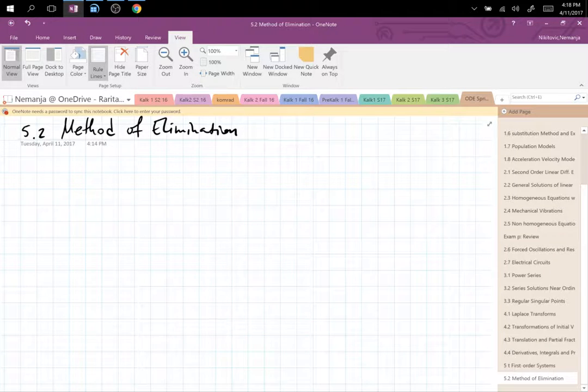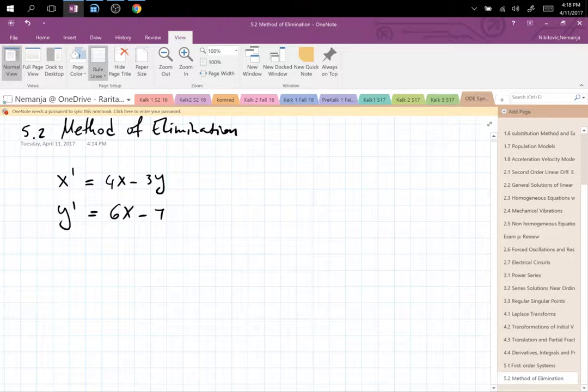So we start by having x prime equals 4x minus 3y, and y prime equals 6x minus 7y. To solve this system, observe that you have functions x of t and y of t, and that each equation has an x and a y. Now one has an x prime, the other one has y prime.